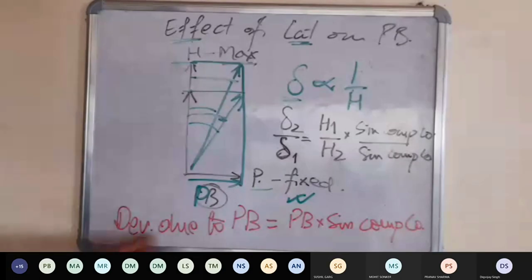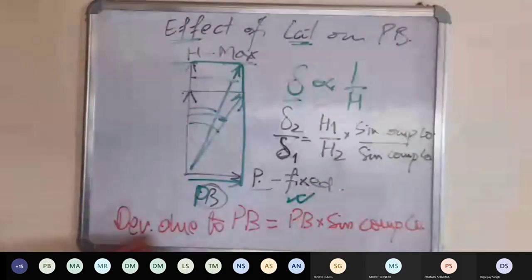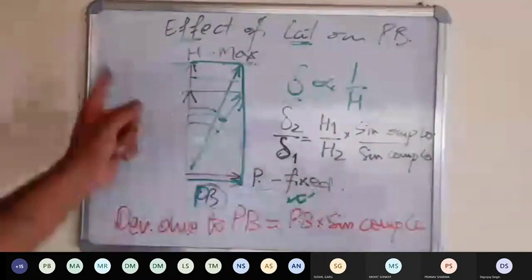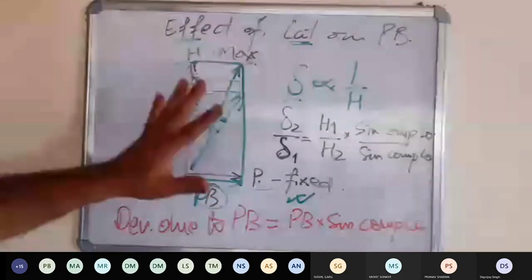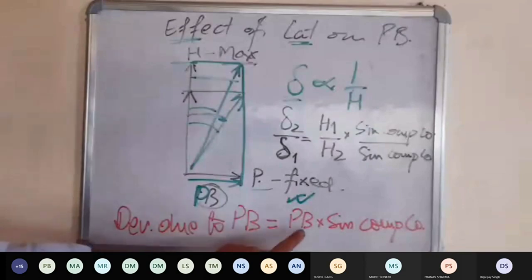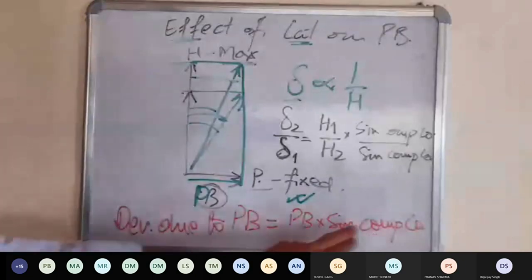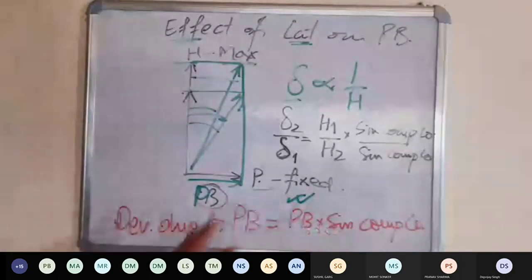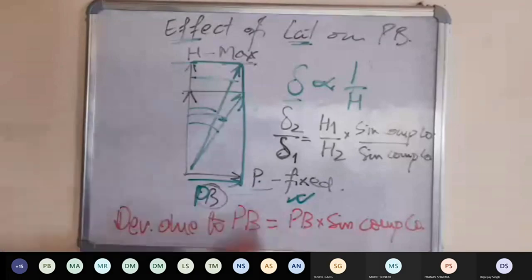Only due to PB, permanent magnetism teacher. Agar permanent magnetism zero hai, to deviation due to PB will be zero. Then only the induced magnetism will remain. Uska hum alag se study karenge. Right now we are talking about PB. PB agar X hai, to X sine course hoga hamesha. 0 degree pe 0, 90 degree pe maximum, 180 pe 0, 270 pe maximum. Agar is coefficient ko 0 kar diya, ya force P ko 0 kar diya, then we are going to have no deviation because of force P.